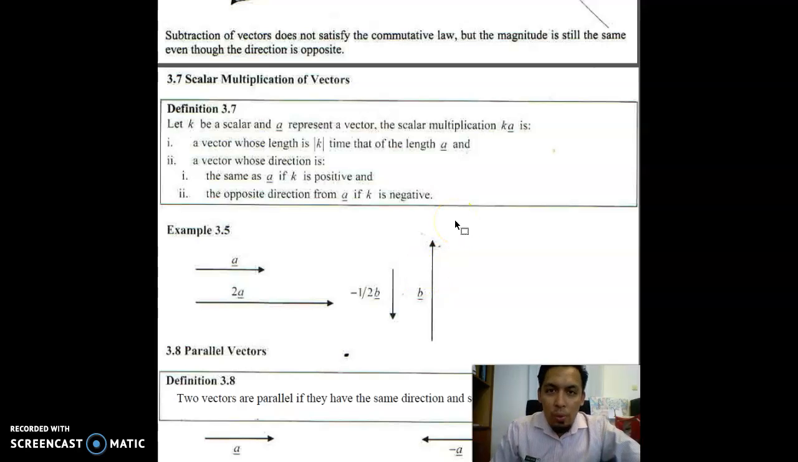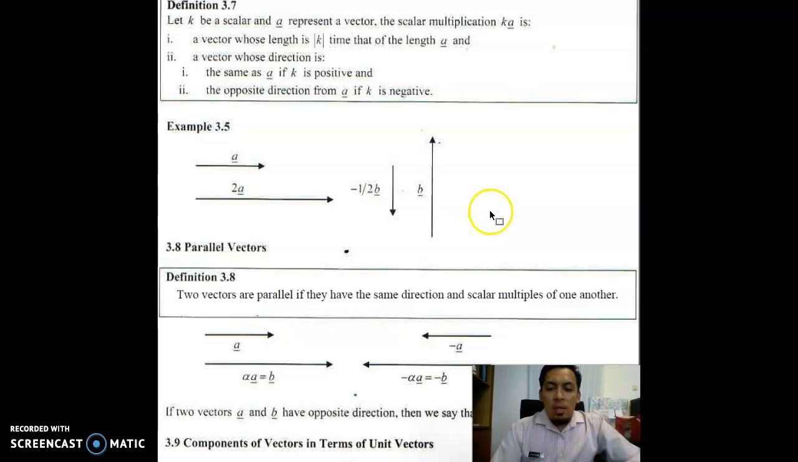And if you remember, we have actually used scalar multiplication in our previous chapter on matrices, where we calculated the eigenvector. That is where we used scalar multiplication.